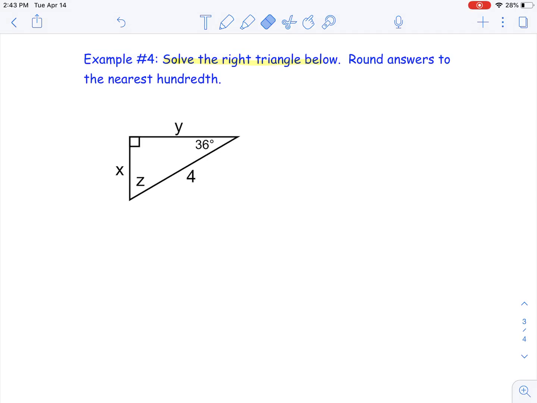Question 4, example 4, we're going to solve a right triangle. To solve a right triangle, that means we're going to solve for all the missing angles and sides. So we want to know the measurement of every side and every angle. And we're going to use SOHCAHTOA to help us do this.